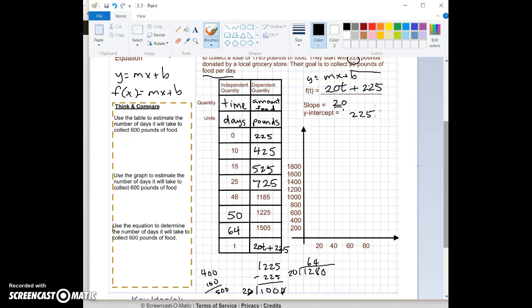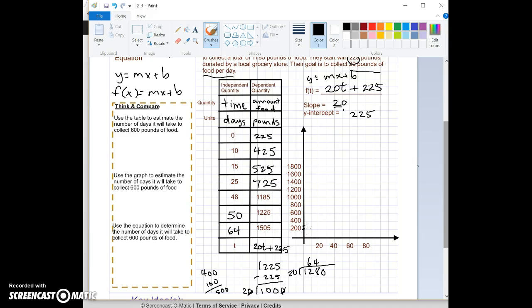Let's go ahead and graph this equation. We can either use our points from our different independent and dependent quantities from our table, or we can just graph it using what we know about slope-intercept form. So I'm going to use slope-intercept form. Let's see, if this is 200, that would be 300. So 225 is going to be down here somewhere. And then I'm going to go up 20 over 1.